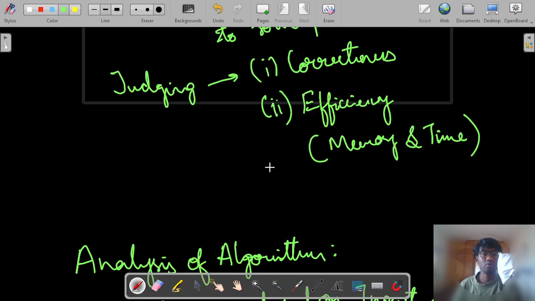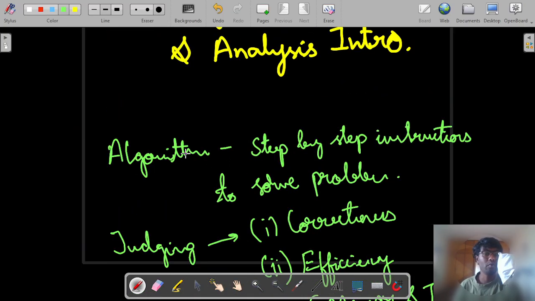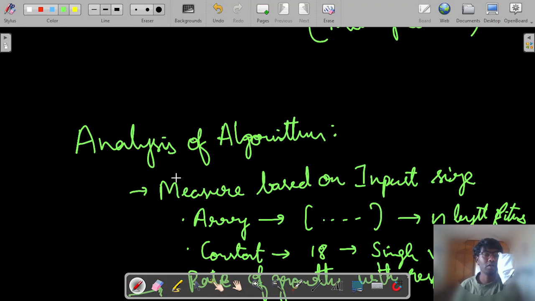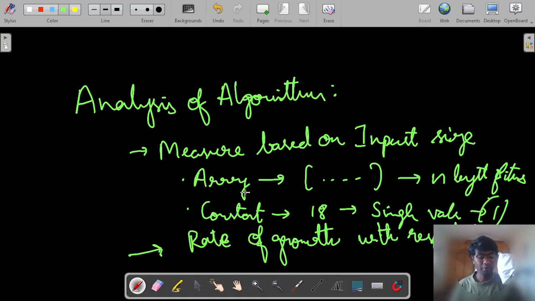That's it for now. So I hope you understood a brief definition of what an algorithm is and how we judge it, and also a brief introduction to analysis of algorithms and how we analyze an algorithm, right?